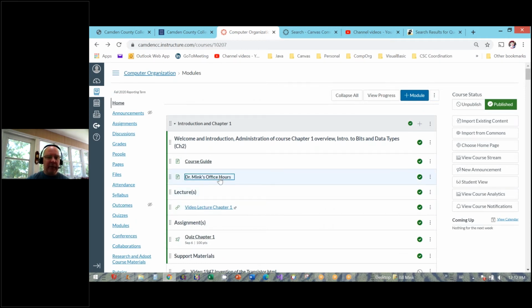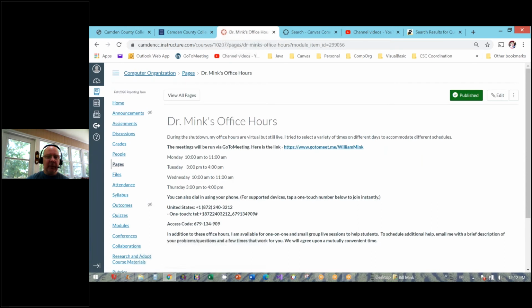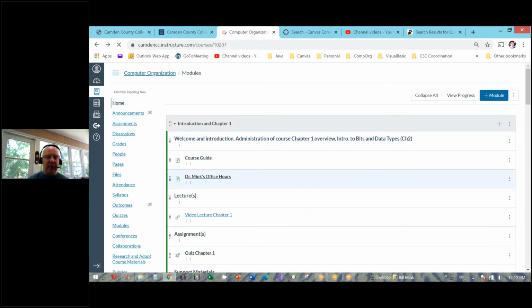My office hours are right here. Here's how to get to my office hours. I scheduled 2 during the morning and 2 during the afternoon. Once again, if you need help, and you can't come to any of my office hours, the biggest mistake you would make this semester is saying, I couldn't come to your office hours, that's why I failed your class. I'll help you, but you have to let me know, okay?